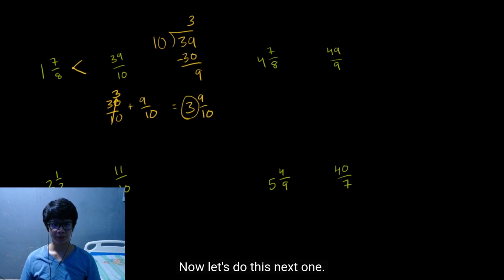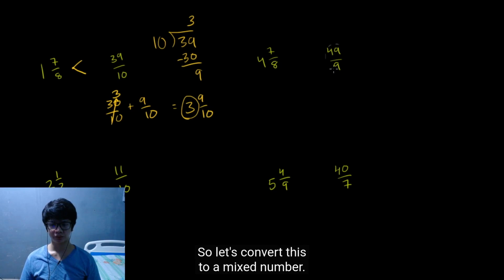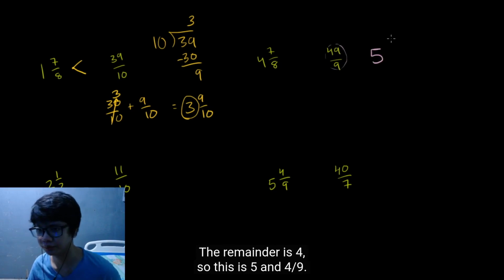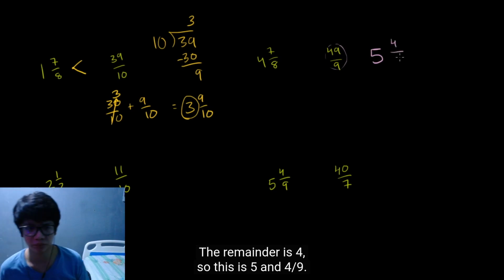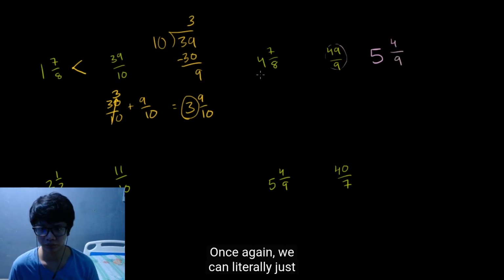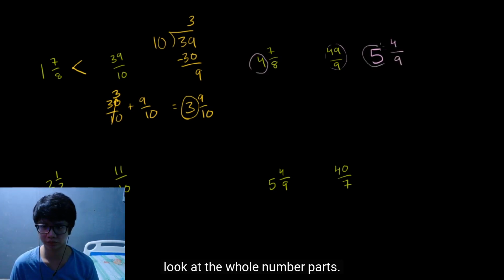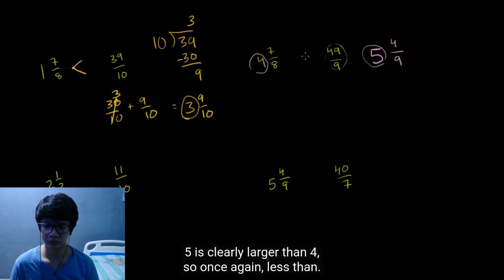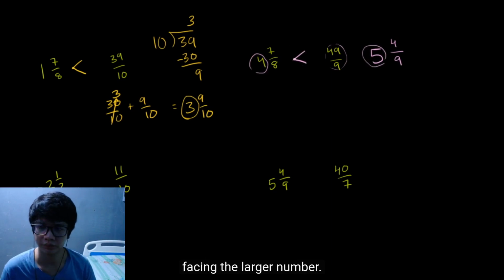Now let's do this next one. 4 and 7/8 versus 49 over 9. So let's convert this to a mixed number. 9 goes into 49 5 times, and 5 times 9 is 45. So the remainder is going to be 4. The remainder is 4. So this is 5 and 4/9. Once again, we can literally just look at the whole number parts. 5 is clearly larger than 4. So once again, less than. Point facing the smaller number, opening facing the larger number.